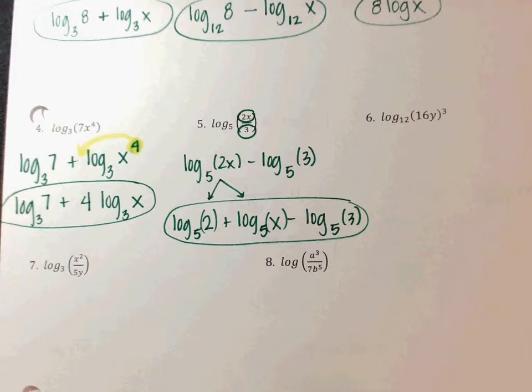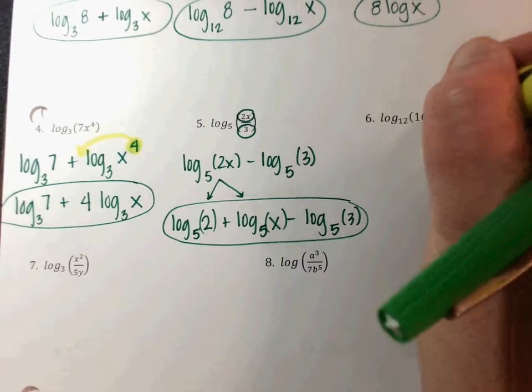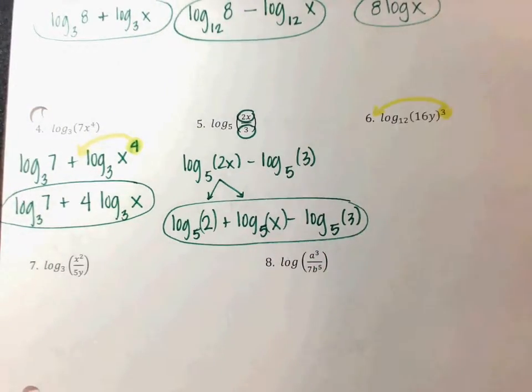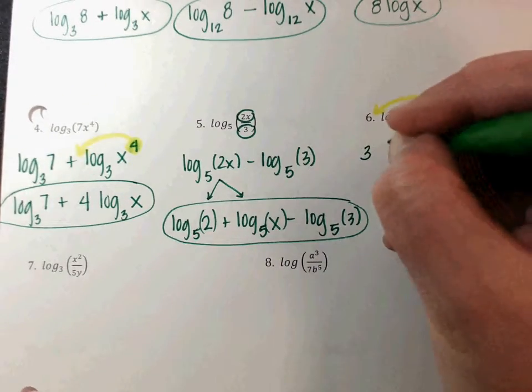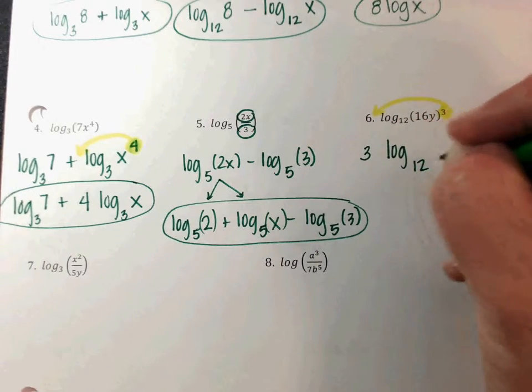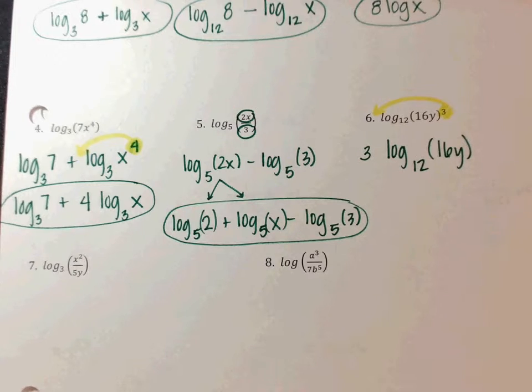Okay, I want to separate the 16 and the y, but what is on the outside? The exponent. And remember, that exponent can move down to the front. So I'm going to bring my 3 down to the front. And then I'll have log little 12 of 16y. So the first thing I do is move the exponent and think about PEMDAS, right? What comes first? P-E-M-D-A-S, right? So that's why we move our exponent first. Also, it's on the outside.